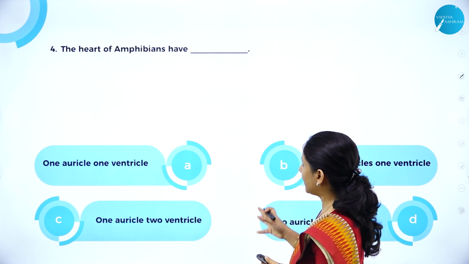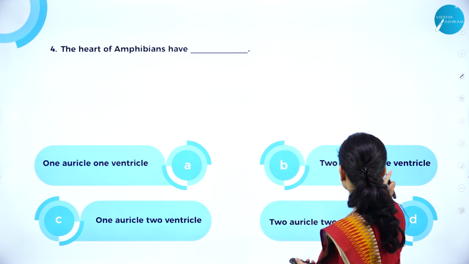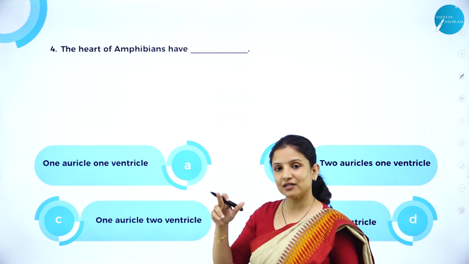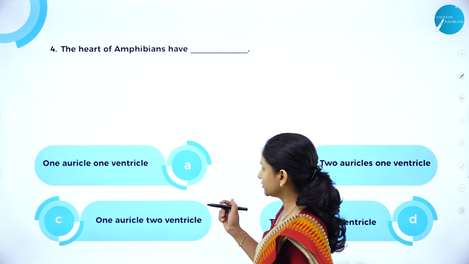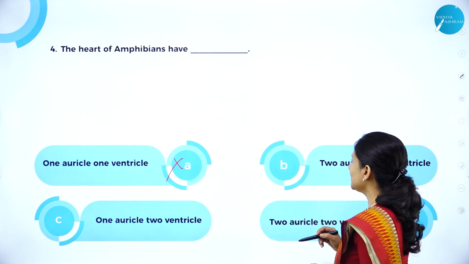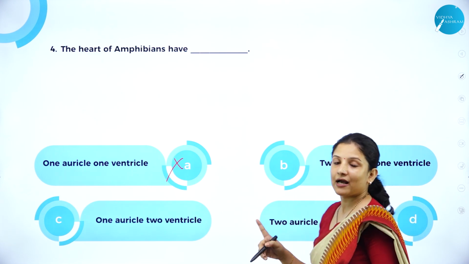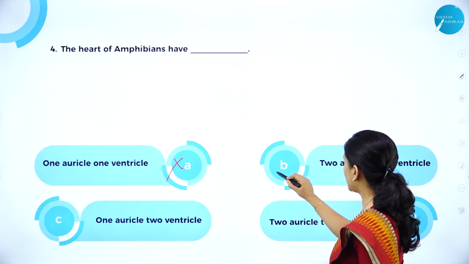So the heart of amphibians has one auricle, one ventricle; two auricles, one ventricle. One auricle, one ventricle is found in chondrichthyes and osteichthyes because they have a two-chambered heart. So option A is not correct. Two auricles, one ventricle: yes, that is correct, because amphibians have a three-chambered heart wherein they have two auricles and one ventricle.